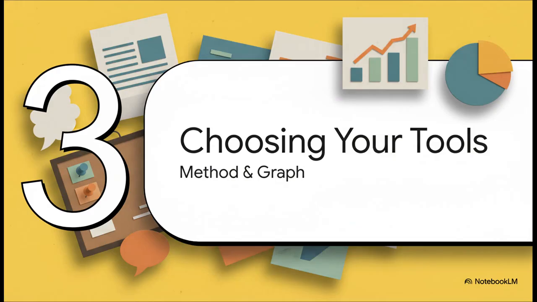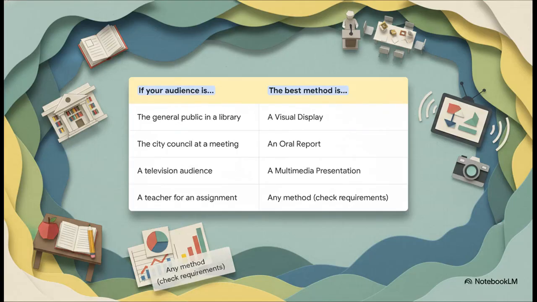Okay, so now you know the 4 options. But how do you pick the right one? And just as important, once you've picked your method, how do you choose the right graph to show your data? Let's figure that out. It really all comes down to your audience. Who are you trying to talk to?